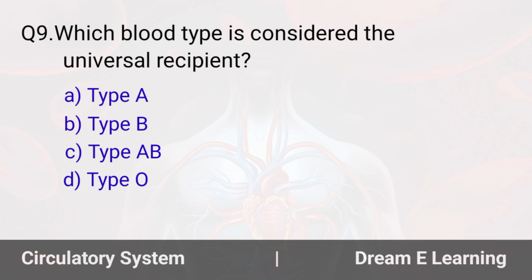Question number 9. Which blood type is considered the universal recipient? The correct option is option C, type AB.